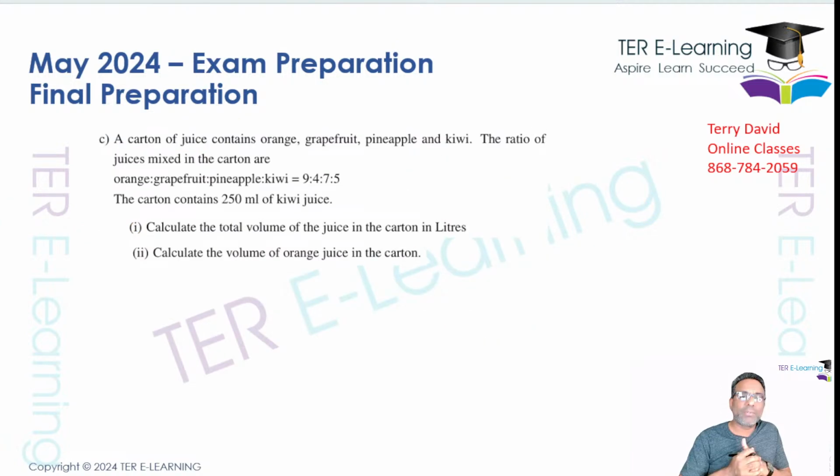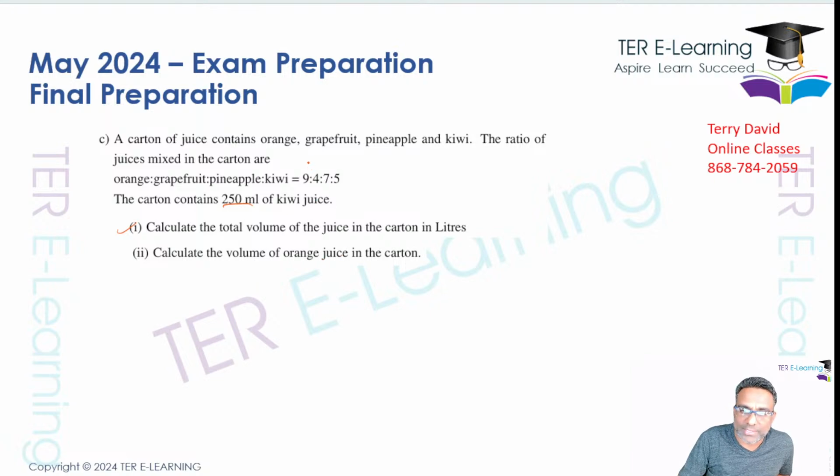Part C now. A carton of juice contains orange, grapefruit, pineapple, and kiwi. The ratio of juices mixed in the carton, orange to grapefruit to pineapple to kiwi, is 9 to 4 to 7 to 5. The carton contains 250 mLs, milliliters, of kiwi juice. The first part says calculate the total volume of juice in the carton in liters.